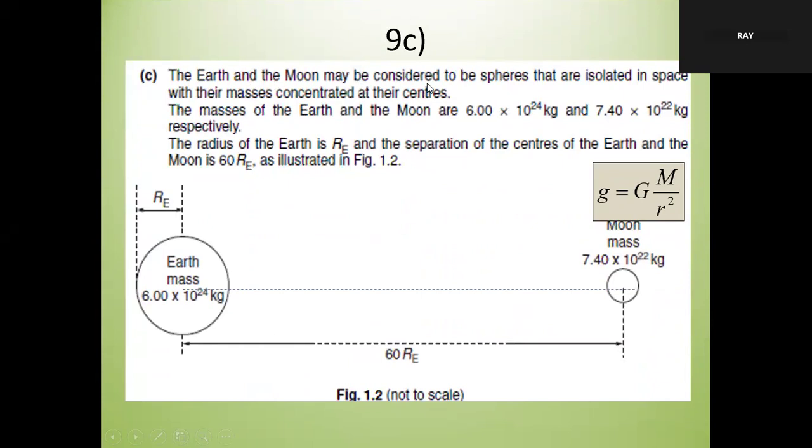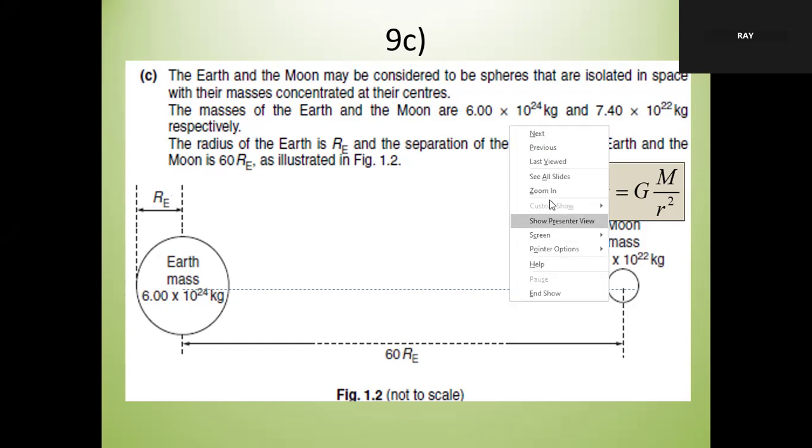The Earth and Moon may be considered to be spheres that are isolated in space with their masses concentrated at the center. The mass of the Earth and the Moon are given. The radius of the Earth is RE. The separation from the center of the Earth to the center of the Moon is 60 RE, as illustrated in figure 5.1.2.